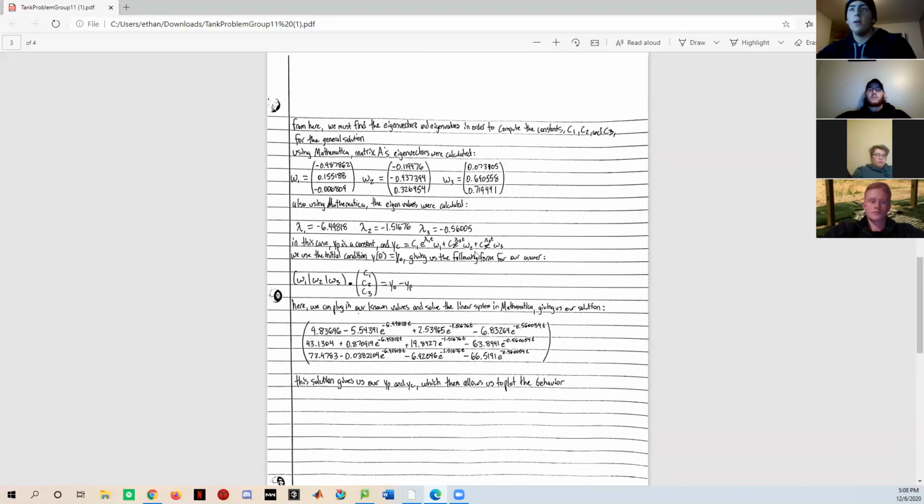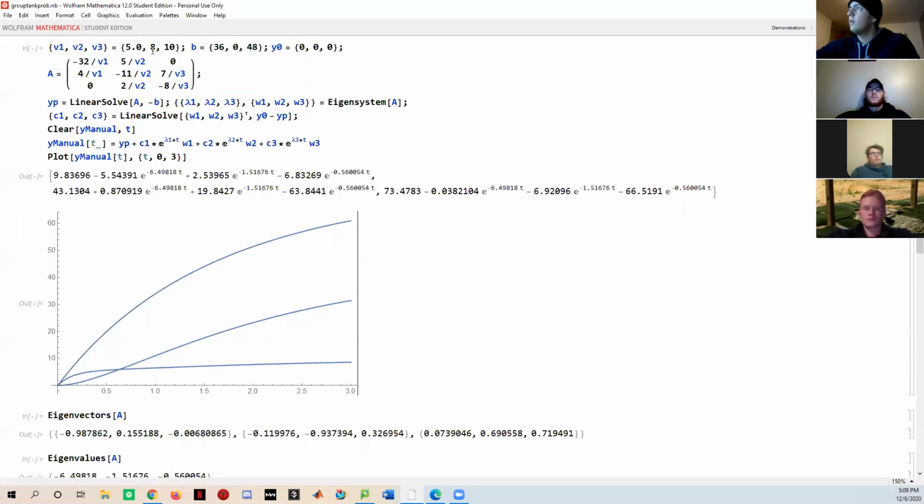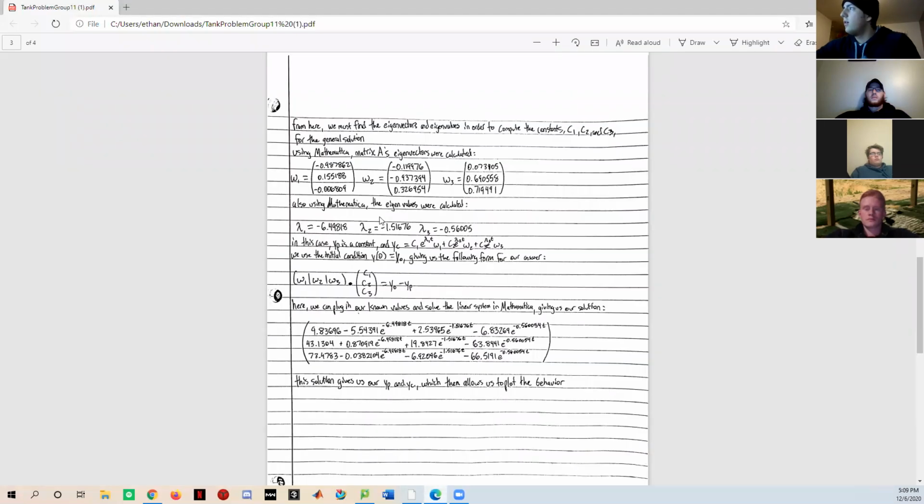Okay, so now that we've got our matrix A, we're first going to use that to compute the eigenvectors and eigenvalues. Here we've got all three eigenvectors, W1, W2, and W3. Calculated all of these just using Mathematica, which I've got right here. And then after that, we get the eigenvalues. It's three values: negative 6.49, negative 1.5, and about negative 0.56.